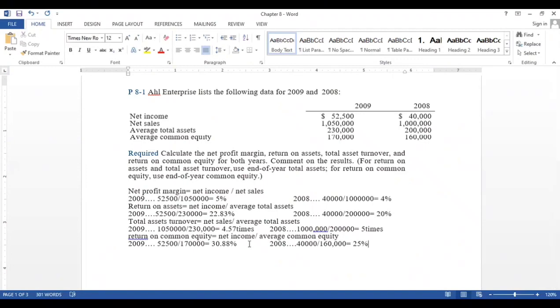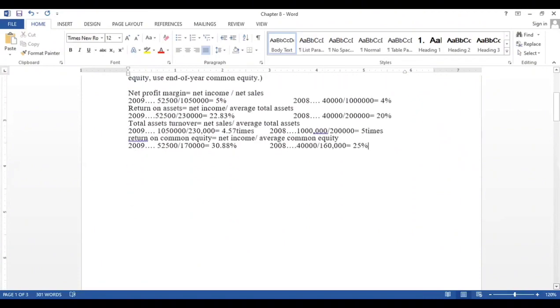So we can conclude that if we look at the absolute data, we can also say that the net sales increased in 2009, and this increase in sales is reflected in the net profit margin. So overall we can say that in 2009 the company's performance was better as compared to the previous year 2008. Let's move towards the next problem.